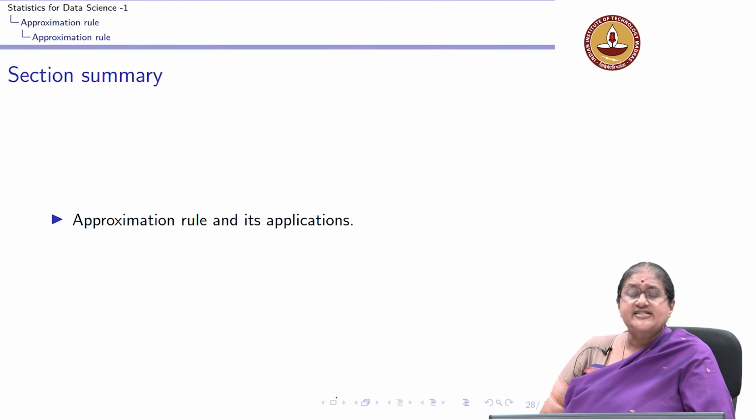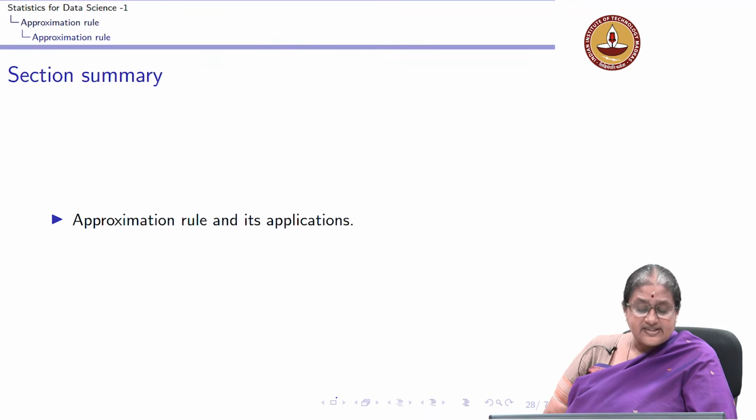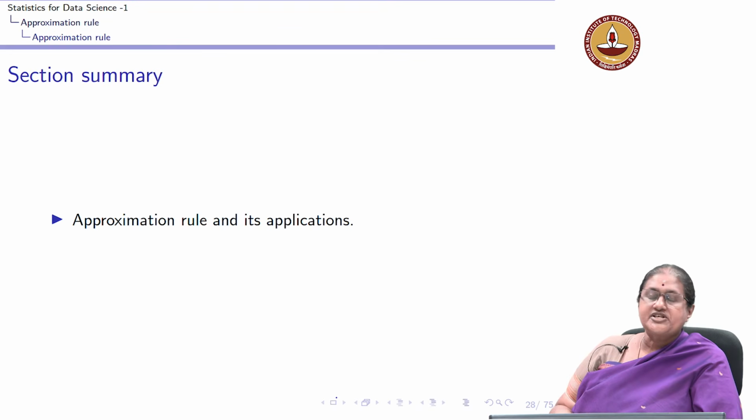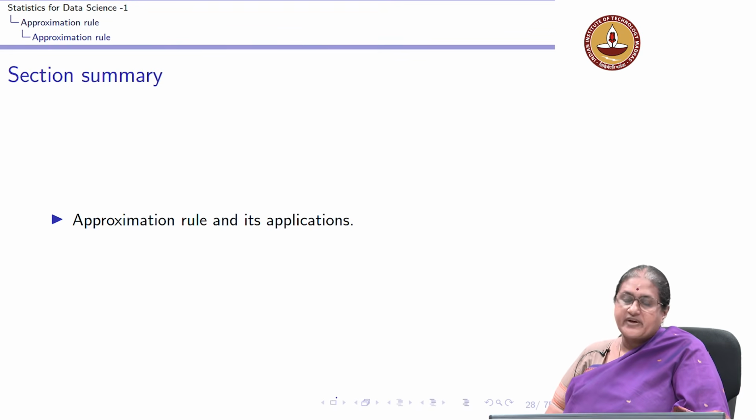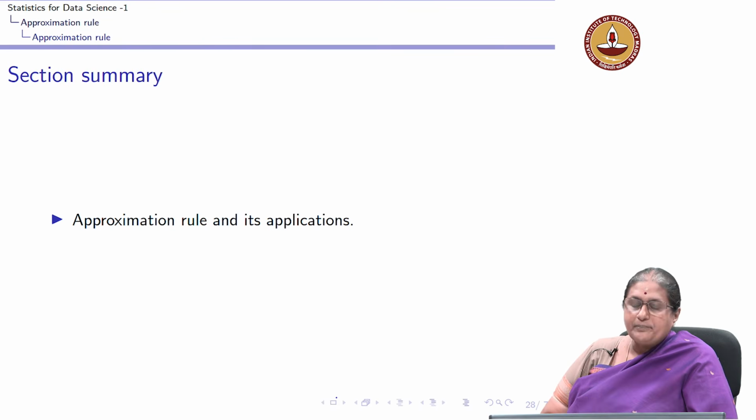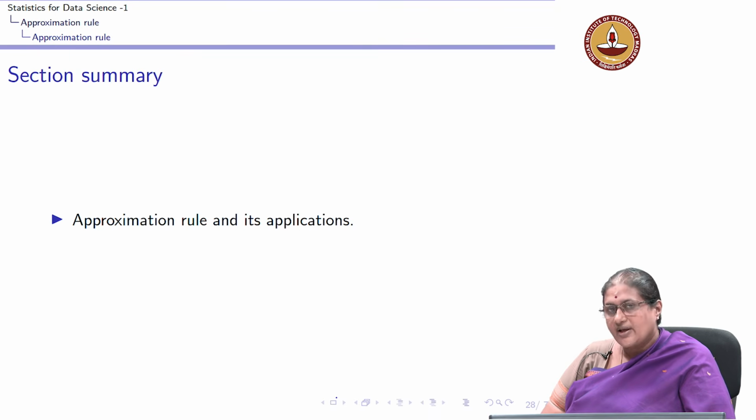So, in this section what we have learnt is the approximation rule and its application to compute probability given the expectation and standard deviation, to compute the mean given the probability and standard deviation, and to compute the standard deviation given the probability and the mean.